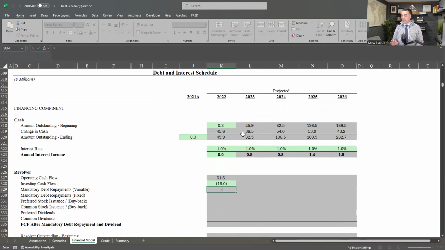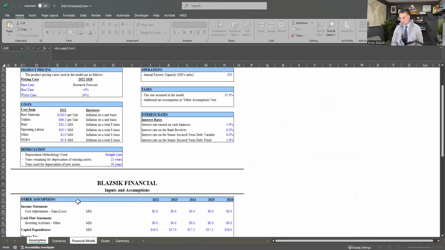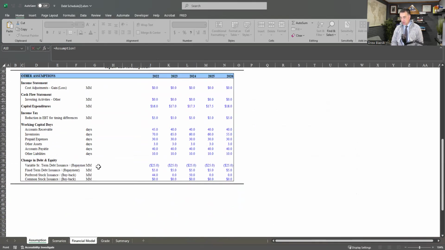Next, we want to know, what is our mandatory debt repayment? This is for the variable long-term debt. What is the mandatory debt repayment? Well, that's going to be in our assumption at the bottom here. That's our change in debt and equity. The mandatory is 25 million per year. That's what we estimated. So it's going to be a negative. We have to use cash to pay off that debt. So if the debt goes down, our cash goes down.